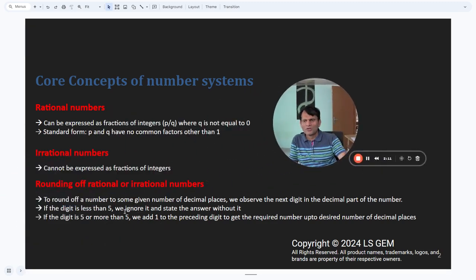Rounding off rational or irrational numbers. If we want to round off a number to some given number of decimal places, we observe the next digit in the decimal part of the number. If the digit is less than 5, we ignore it and state the answer without it. Suppose you have the decimal 1.23459 and they are asking for only the first two decimal places. Then just take 1 point, then the first two digits, and ignore all the others. But if the digit is 5 or more than 5, then we add 1 to the preceding digit to get the required number up to the desired number of decimal places.